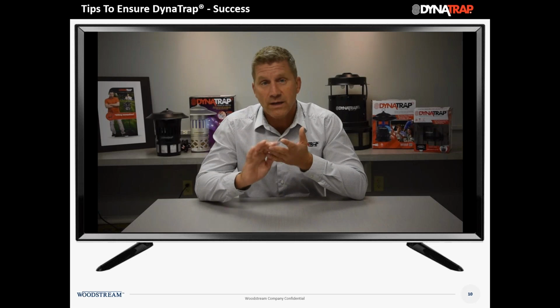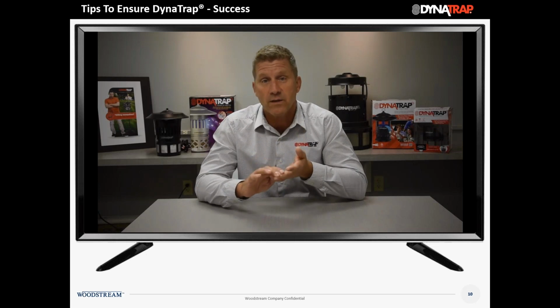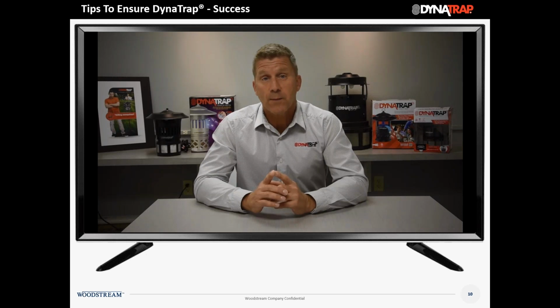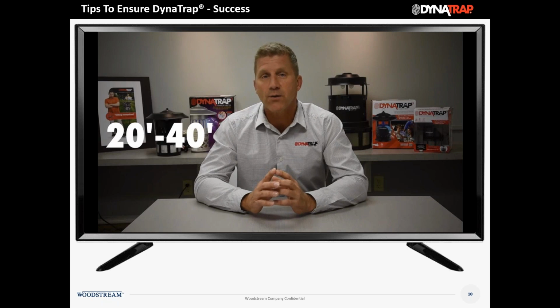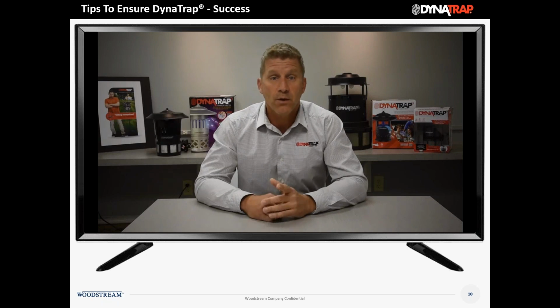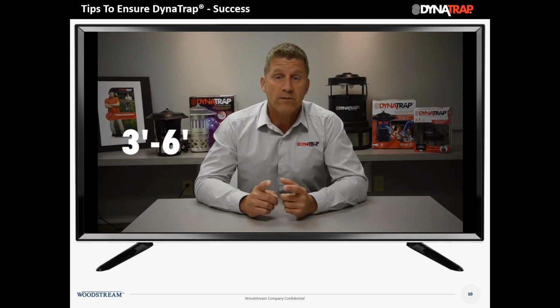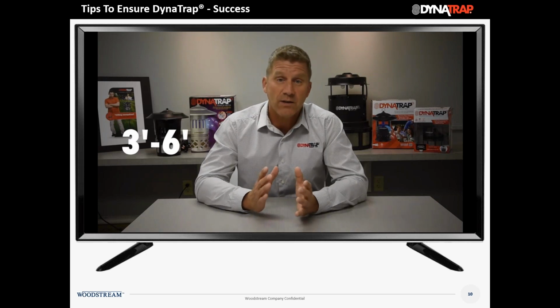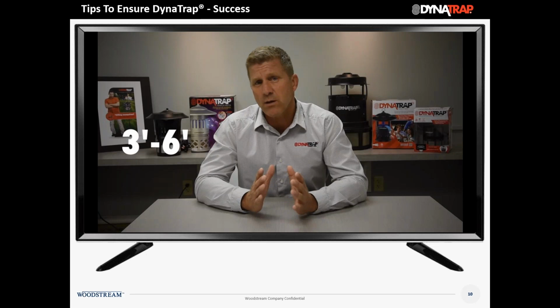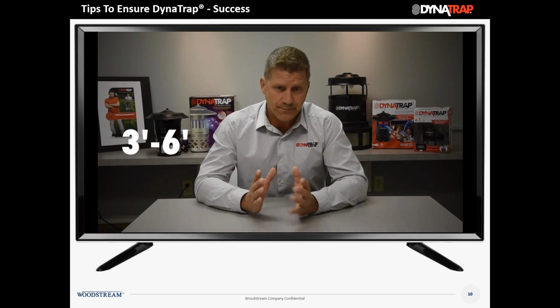First, place your DynaTrap outside early in the season before mosquitoes start biting. Second, place your DynaTrap 20 to 40 feet away from where you typically hang out in your yard, patio, and bed. Third, place your DynaTrap 3 to 6 feet off the ground and, if possible, in the shade between your high traffic area and potential mosquito habitats like bushes and trees.